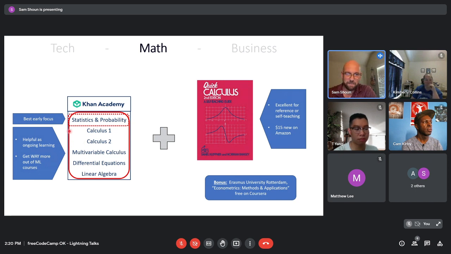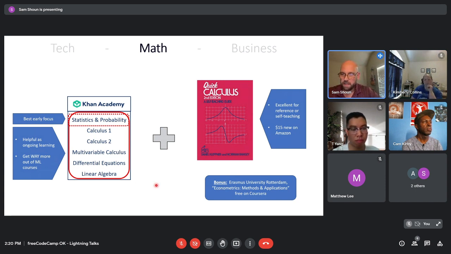But the early focus, I think, is statistics and probability. So I kind of double circled that one. You'll have to be pretty good with that. And then the rest of them I labeled as good for ongoing learning. I think you'll get way more out of your machine learning courses if you cover some of these topics, even if you just get the basics in each one.